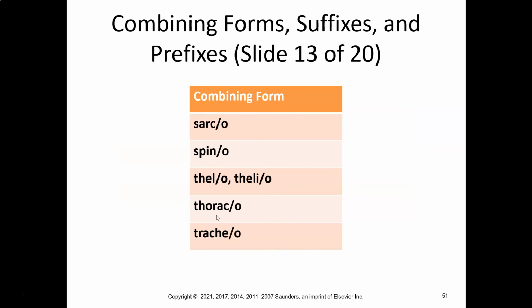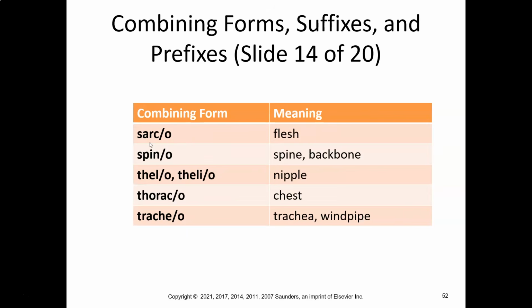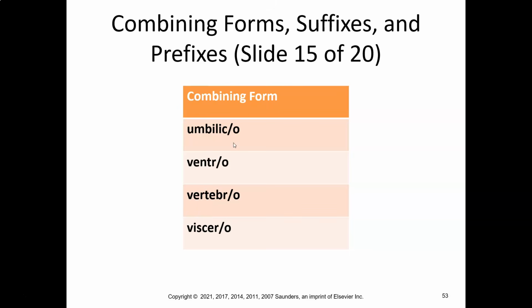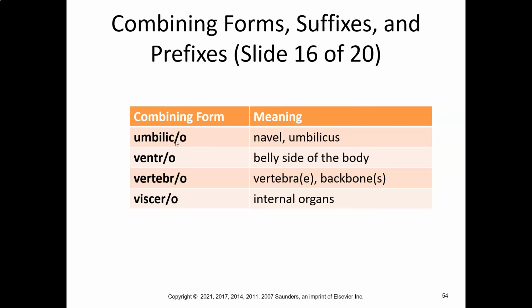Sarco, spino, thelio, thoraco, tracheo. Sarco means flesh, spino means spine, thelio means nipple, thorac means chest, trach means trachea or windpipe. Umbilical, ventral, vertebral, visceral. Umbilico means navel, ventral means belly side, vertebral means vertebrae, visceral means internal organs. So these are the combining forms that you should know.